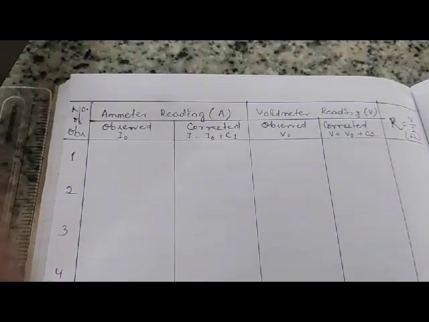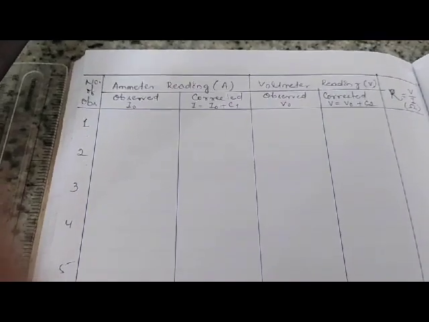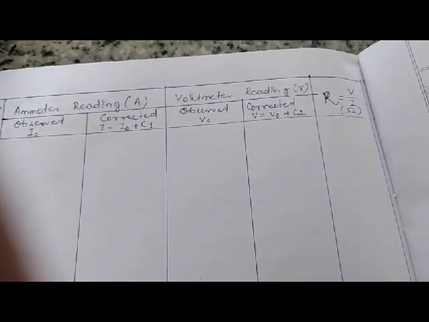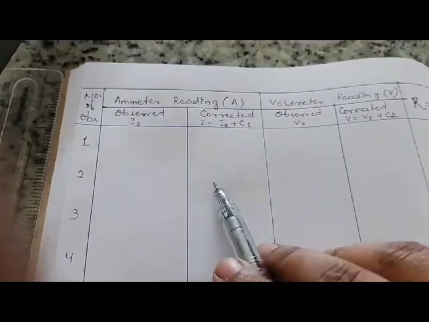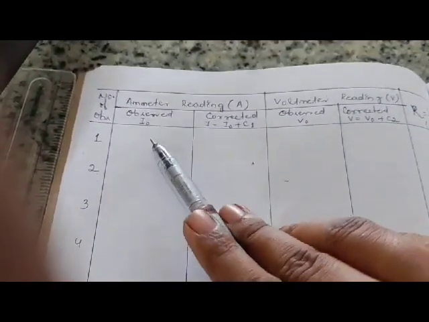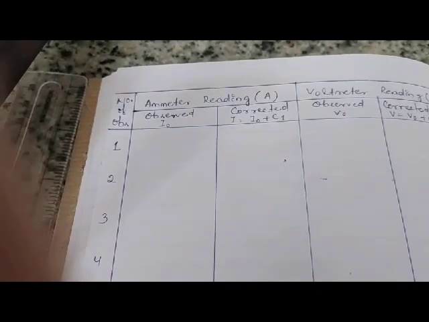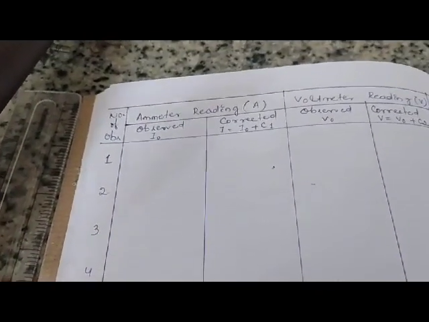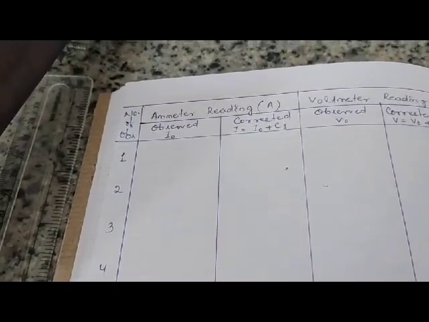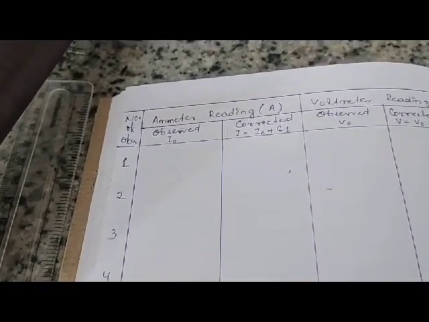Now this is the table which we need to fill out. First we require the ammeter reading and voltmeter reading, then we have to find out the resistance. To find the ammeter reading and voltmeter reading, there are two tables as you can see. In the first table we have the observed value of current. Next we have the corrected value. That means the observed value is what we see from the instrument, and for the corrected value we add the zero error correction to the observed value.